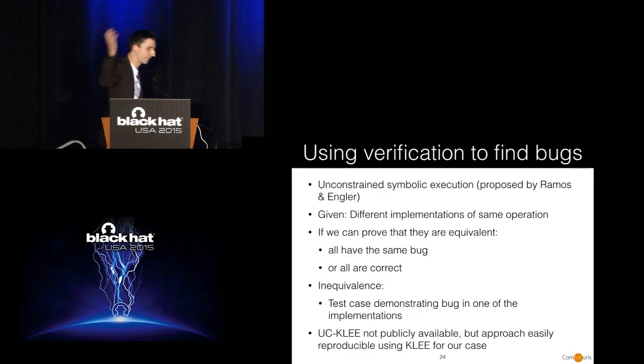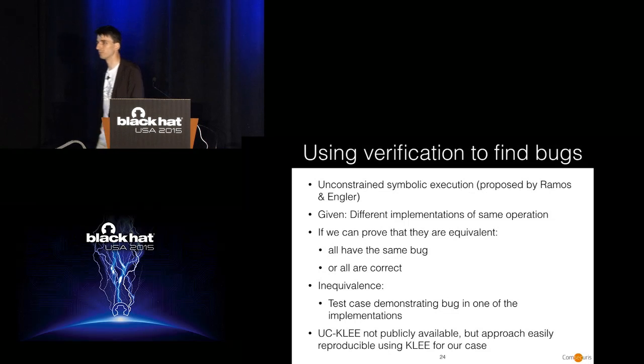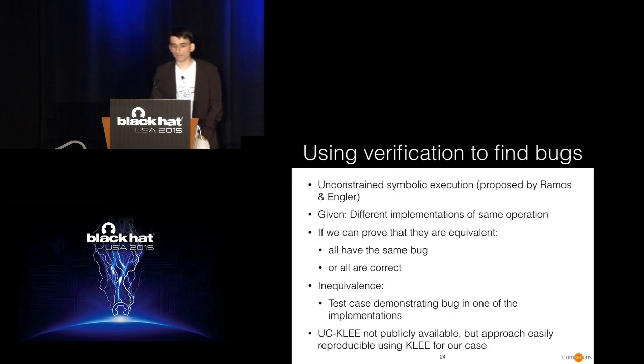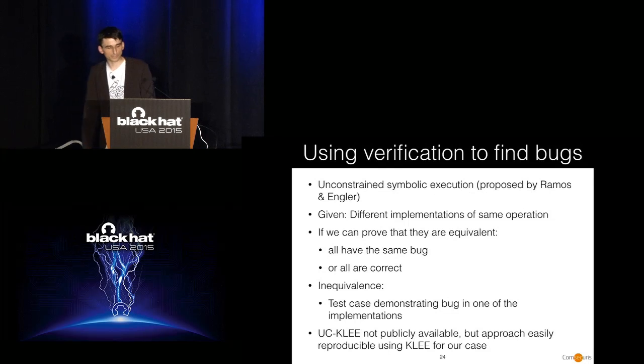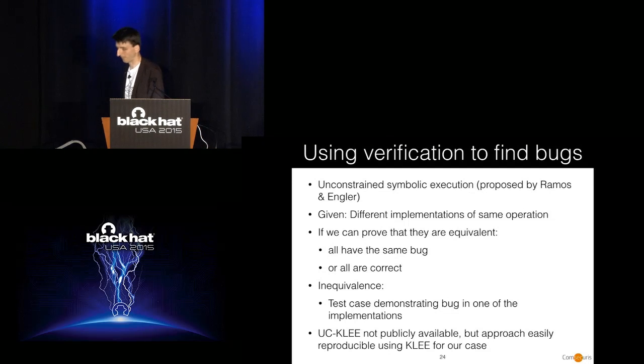So we've talked about these bugs and how they have been randomly found by other people. Now we'll talk about whether there are maybe more systematic approaches to finding them. One approach that you can use is unconstrained symbolic execution. That's something that was proposed by Ramos and Engler. Dawson Engler is one of the more well-known people, or I think the most well-known person, for this type of work in the academic community.